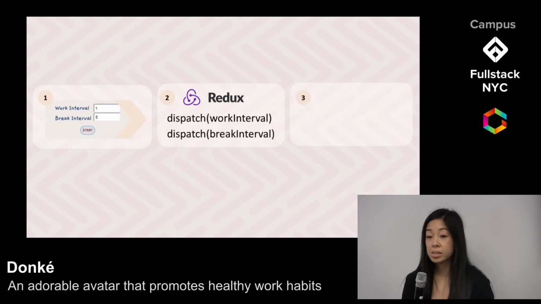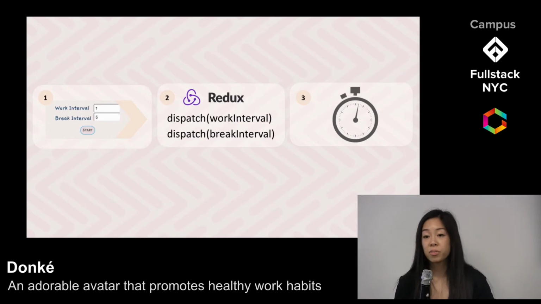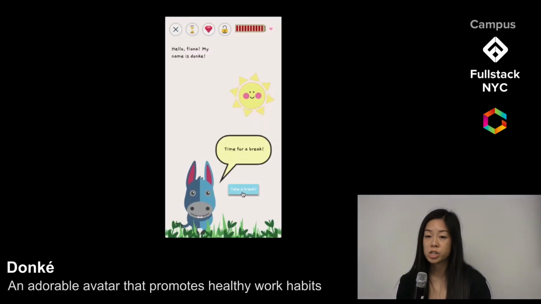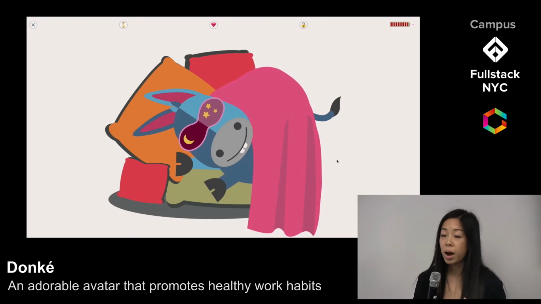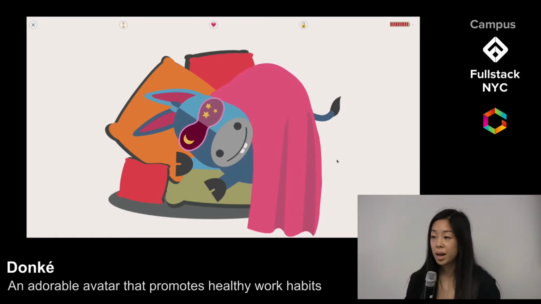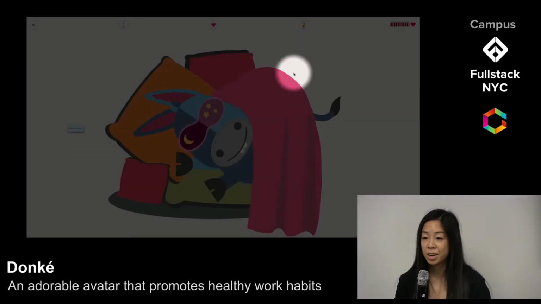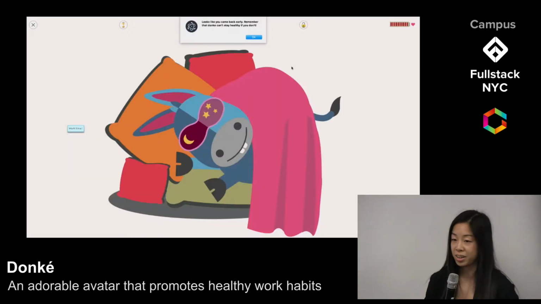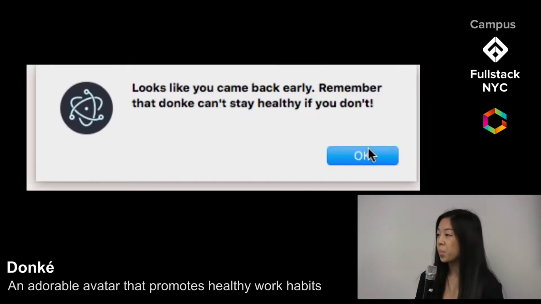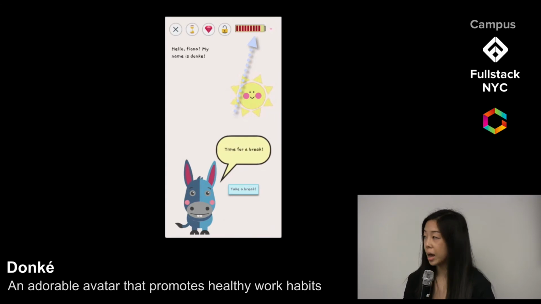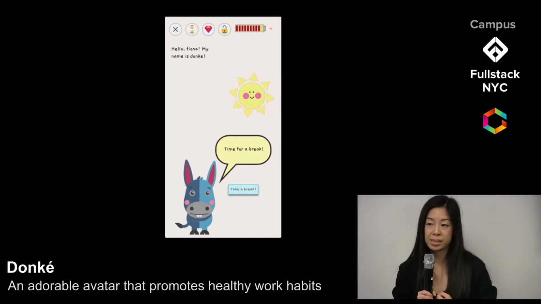Now, when Fiona decides to take a break, the app goes into full screen, and we can actually monitor when she's come back early to work through idle time detection. A warning will come up, and we're going to penalize Fiona by sending her back to work and decreasing her Donké's health. Now, we are going to talk about playpen functionality on the back end that's going to be implemented by Rocky.